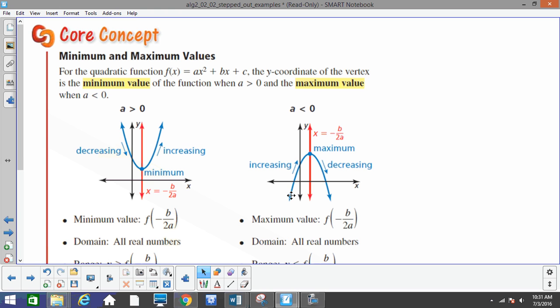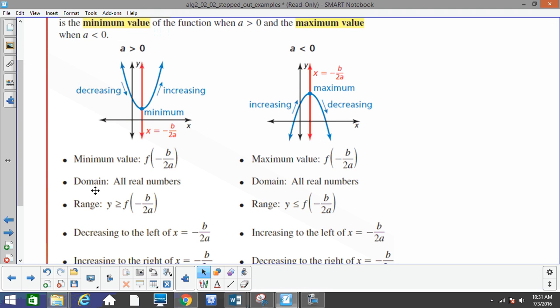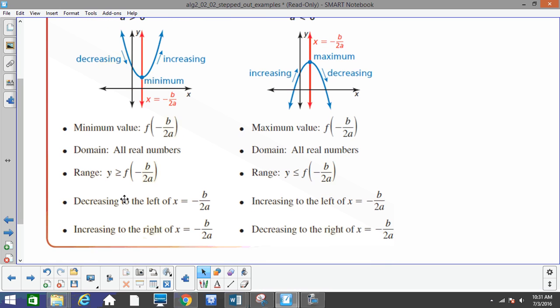Here, when a is less than 0 or it's negative, it's decreasing until you hit the maximum. It's increasing as you hit the maximum, and then it starts decreasing because your y values are going down. So your minimum value on that first graph is your y value. Your domain is going to be all real numbers. Your range is y is greater than whatever your y value is for that minimum. And this tells you where it's decreasing and increasing.